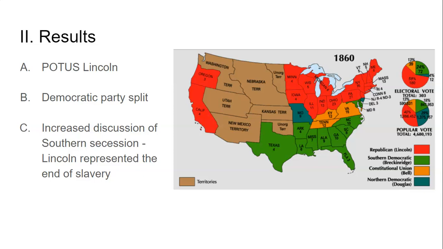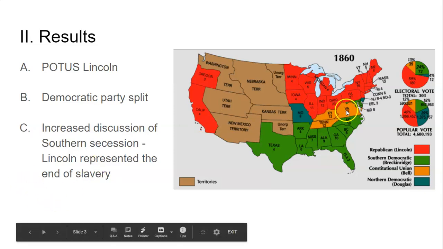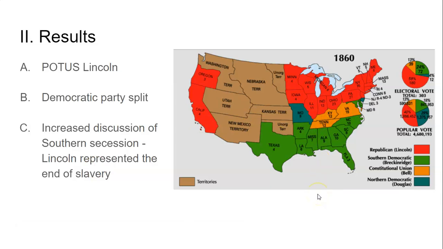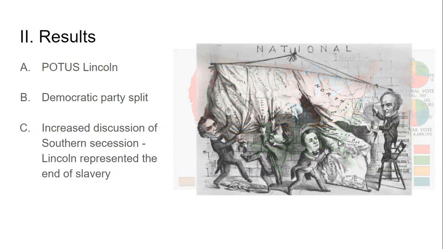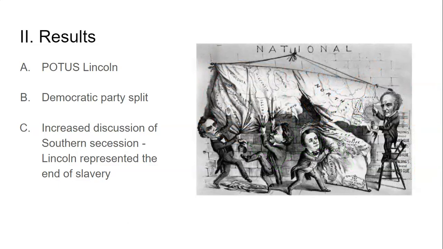Douglas doesn't even win Illinois, his home state. Really, the only state he wins is Missouri and a tiny little part of New Jersey. And then the Constitutional Union candidate, the guy who just kind of wants the country to stay together and avoid slavery, gets some of these states right here that are going to be on the border of the North and the South when the Civil War breaks out. But again, you can definitely see Lincoln wins. You can see the Democratic Party is split between two different candidates, most of them supporting the Southern Democratic candidate. And this really, again, just shows us sectionalism, how the country was being torn apart by this issue of slavery.